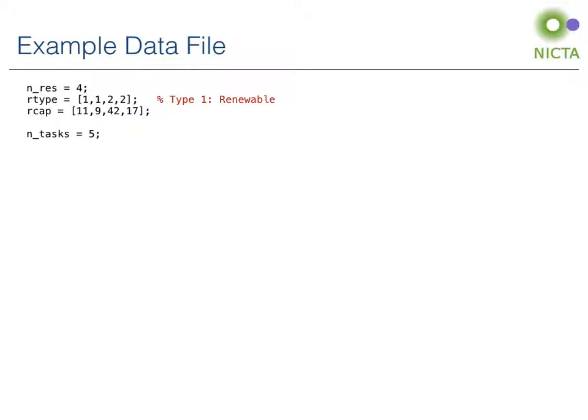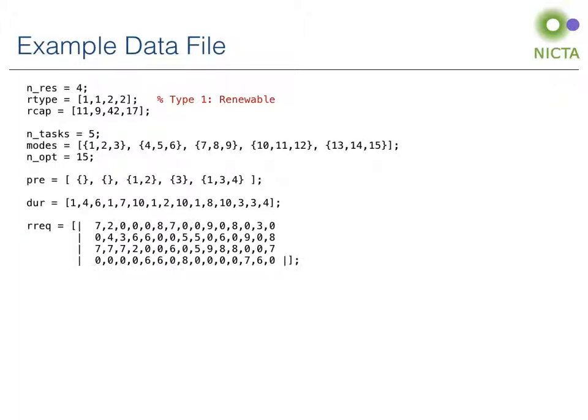We have a set of 5 tasks, each of which can be executed in one of 3 different modes. This equates to 15 optional tasks altogether. Finally, the predecessors, durations, and resource requirements of each task are given.